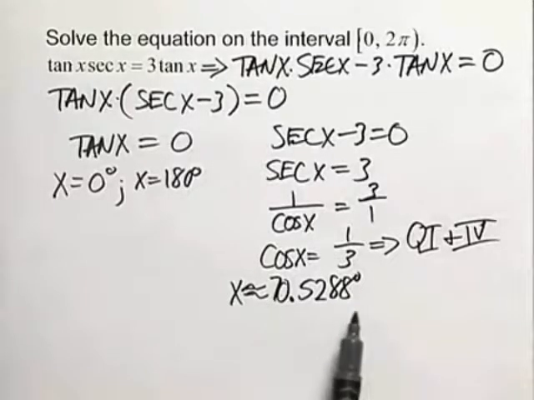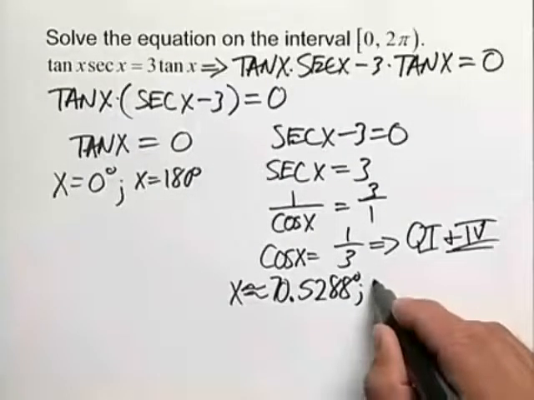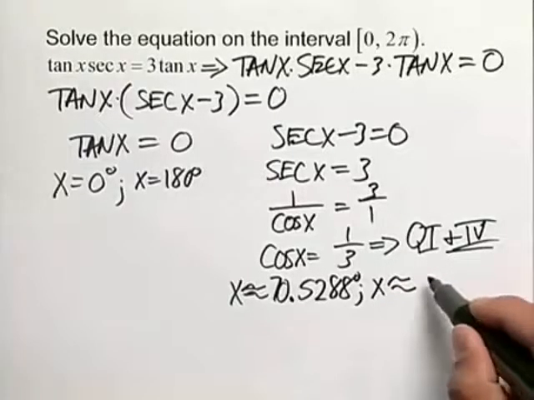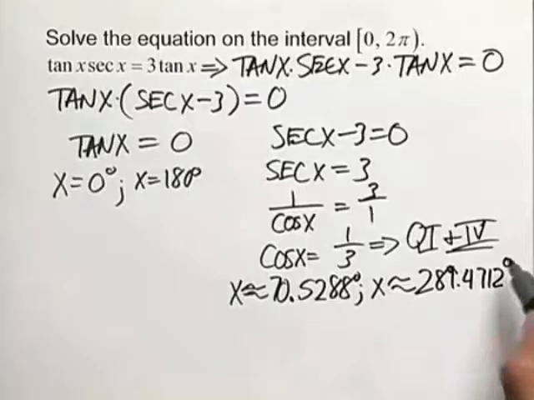Now note, because that's in quadrant 1, that is in fact our reference angle. And we'll use that reference angle to find our solution in quadrant 4. So in quadrant 4, our solution is approximately 289.4712 degrees.